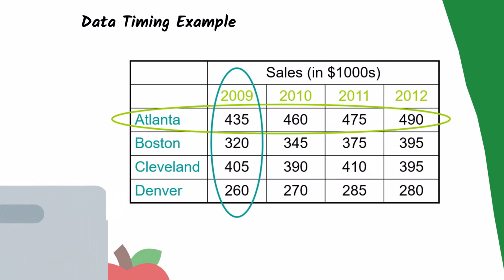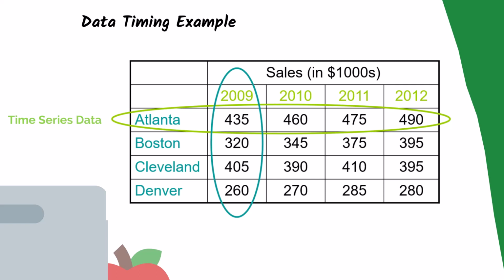So in this example, we have sales numbers for 4 different cities over 4 different years. In green, we have the sales numbers for Atlanta circled. That would be considered time series data because we have data from 2009, 2010, 11, and 12. This is consecutive points in time, and so we could see the sales trend, whether it has gone up or down or remained flat over the 4 years.